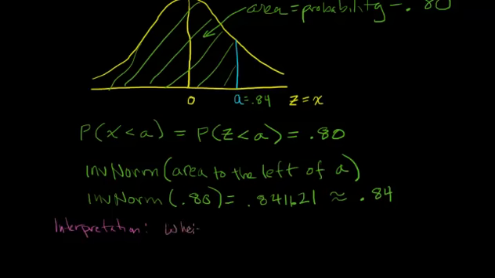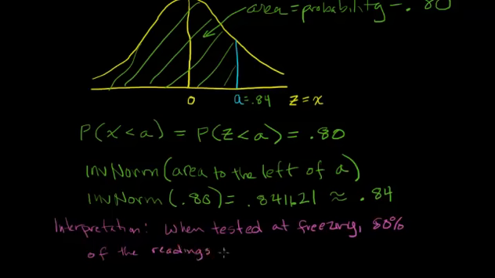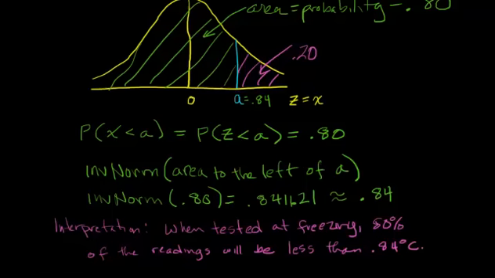So when tested at freezing, 80% of the readings will be less than 0.84 degrees Celsius. Okay? This means that if this is 80%, then this area right here has to be 20% or 0.20, correct? So what that says is 20% would be greater than 0.84, just to make that connection.